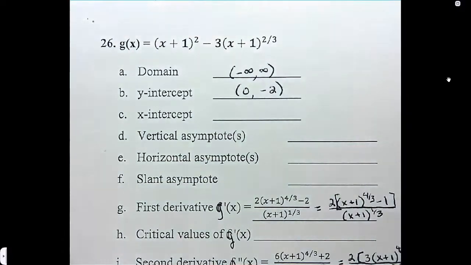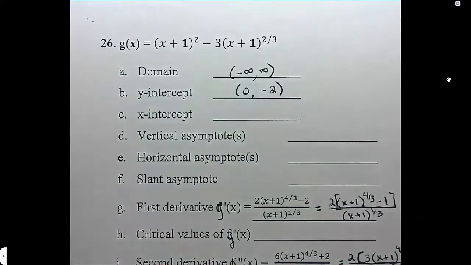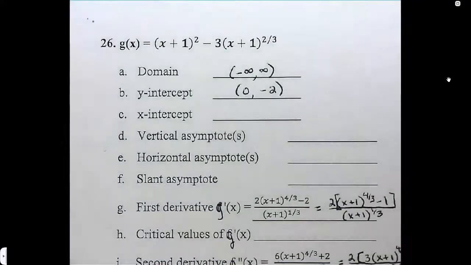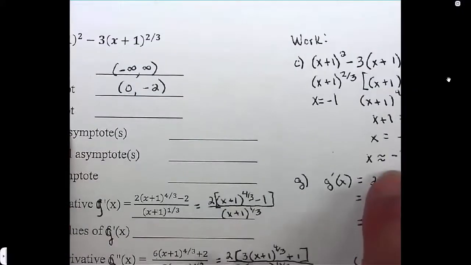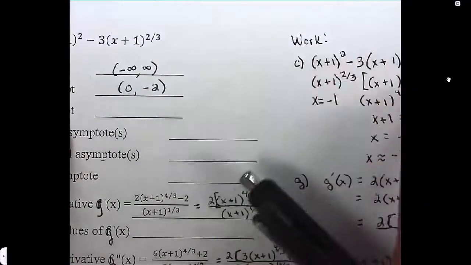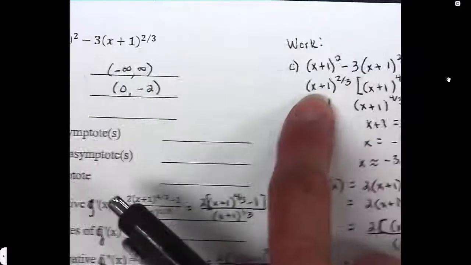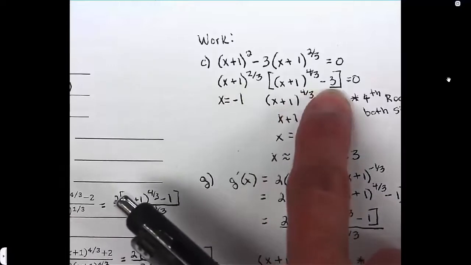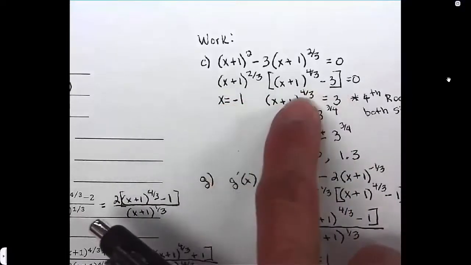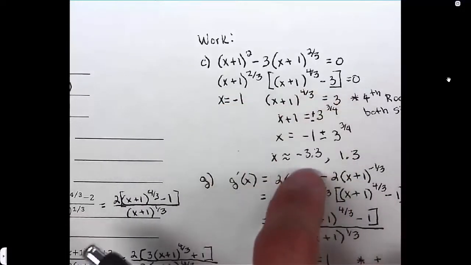And let me look where I've already done this one, make sure I don't do anything goofy. All right, x-intercepts. I did my work over here because it took a few minutes. I had to factor out an (x+1)^(2/3). Here's what was left inside brackets. And then I set each of those factors equal to 0 and solved those two equations.